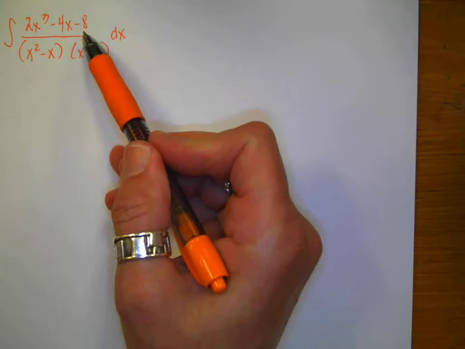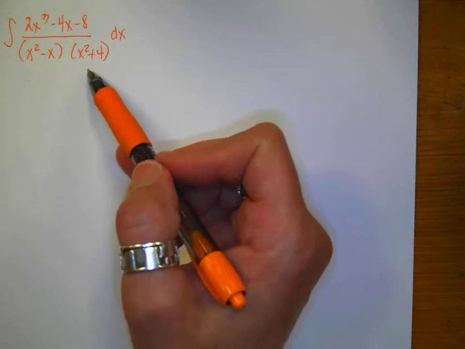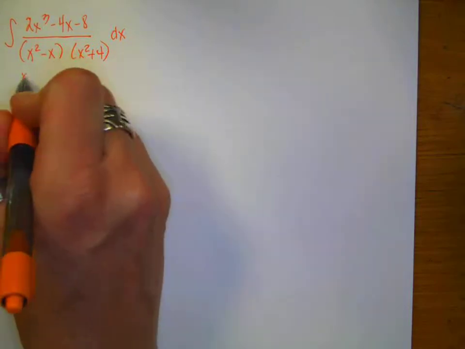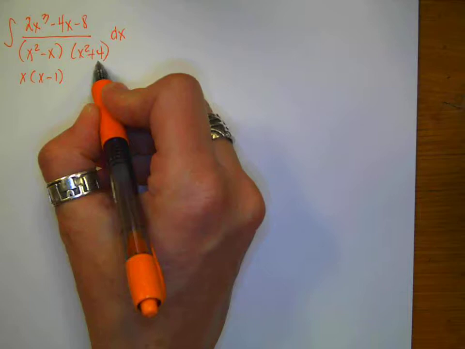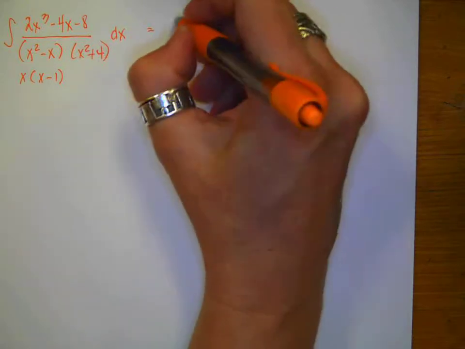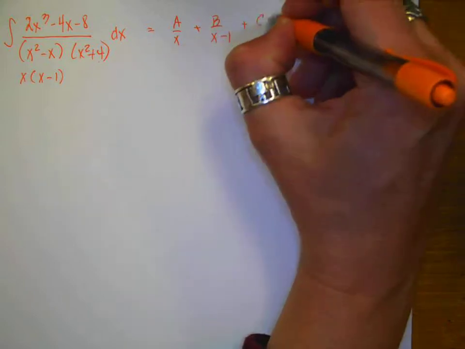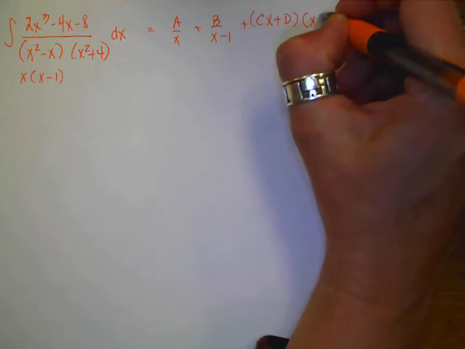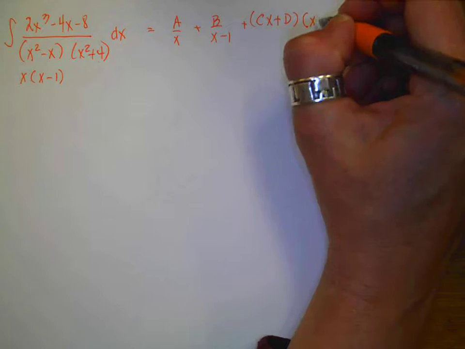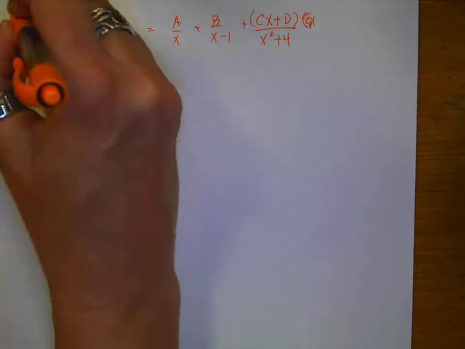I would always make sure that you factor the top and make sure that none of your factors cancel, because if they cancel, you've just shortened the amount of work you have to do. Alrighty, this one can still be factored more, and I'm going to do that, and I get x minus 1. This one is irreducible over the reals, so when I set up my PFD, I'm going to have A over x plus B over x minus 1 plus Cx plus D over x squared plus 4.